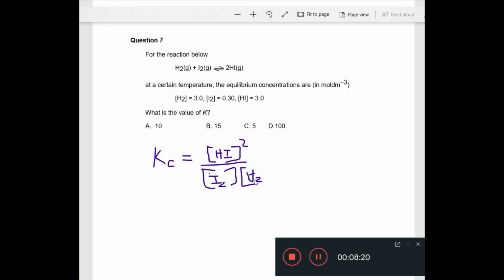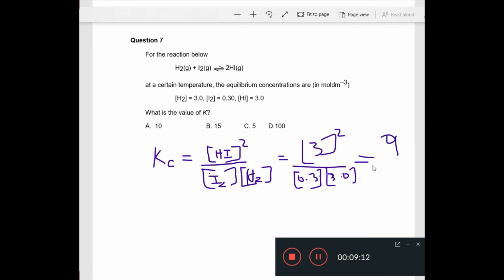It doesn't matter which order you put them in, as long as you have the right coefficients, and both of these have the coefficient of 1. And so if you put that in, that's going to be 3 squared. Concentration of HI is 3.0, and I2 is 0.3. And concentration of hydrogen is 3.0. And so that is going to come to 9 over 0.9, which is equal to obviously 10. And so my answer is A.